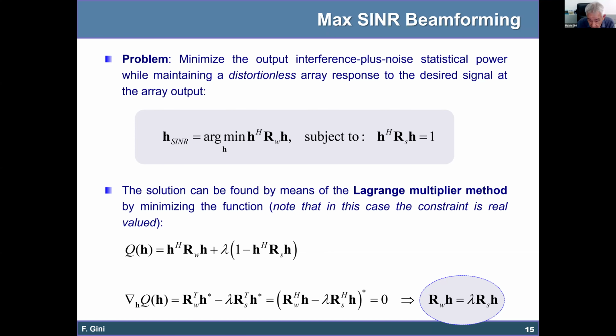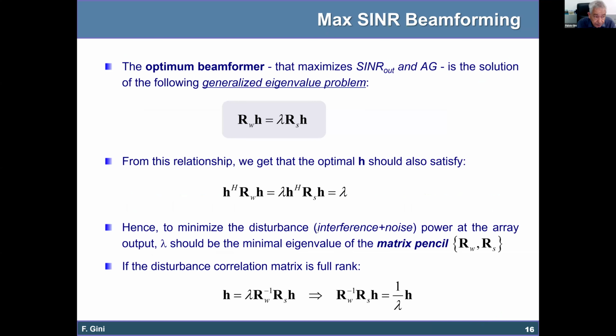Now, if Rs were not present, this would be a classical eigenvector problem. Because of the presence of Rs, this is a more difficult problem to be solved, and it is called generalized eigenvector problem. So it's a sort of generalization of the well-known EVD problem. So we have to solve this problem.